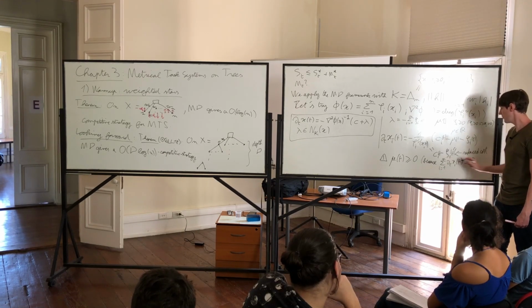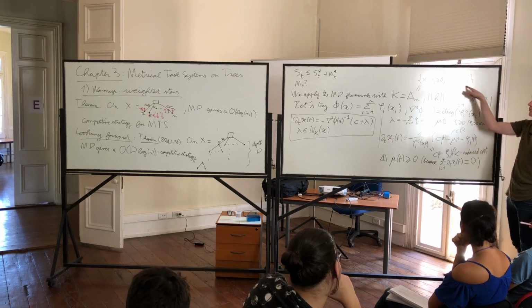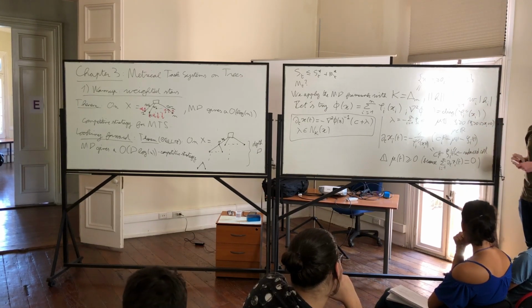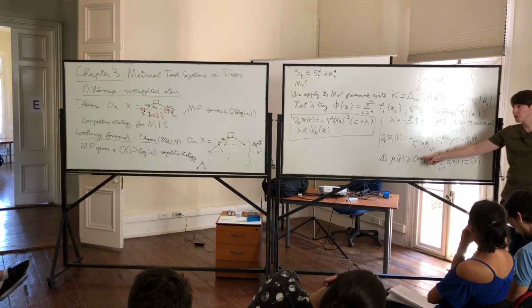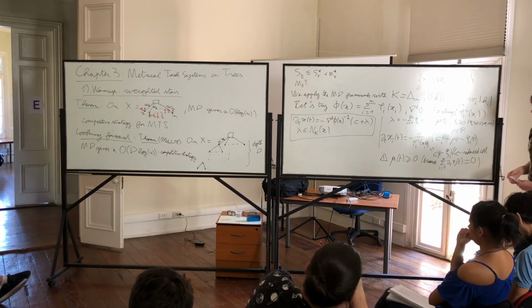Right? In total, things are not changing. I have conservation of mass because the sum of the xi is equal to 1. So this Lagrangian term mu t, we know that it's non-negative.